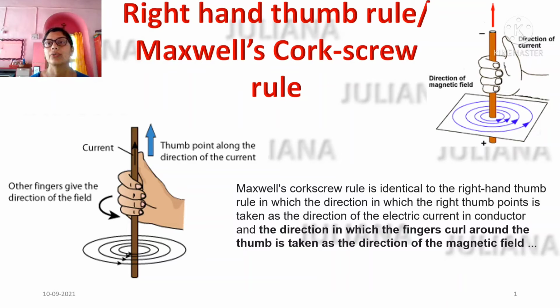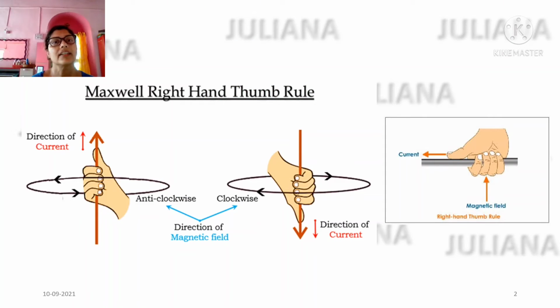We realized that when the current is flowing in an upward direction, we align our right hand thumb upward and check how the fingers are curling. We find that our fingers are curling in an anti-clockwise direction. So we realize that the magnetic field is produced in an anti-clockwise direction.